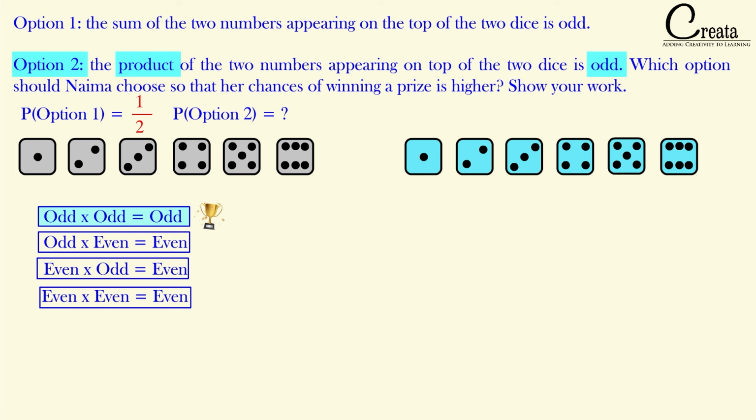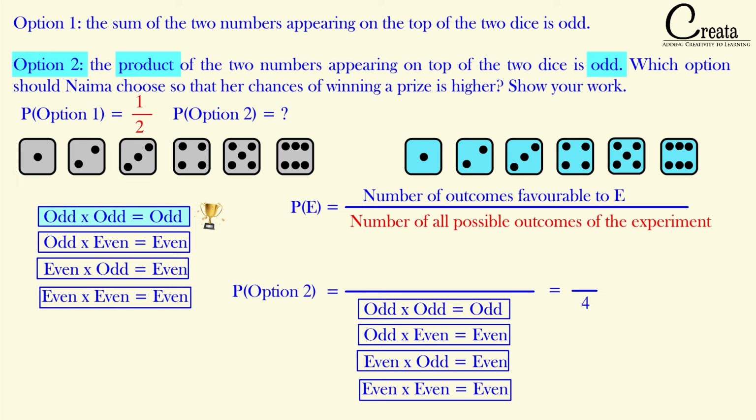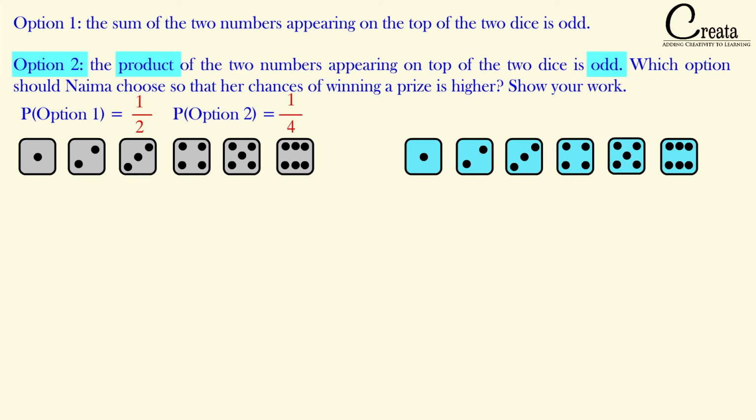If she gets odd numbers on both dice, then only she will win the game. Okay, so let's calculate the probability. This is the formula. In the denominator, all the 4 outcomes will come. In the numerator, the favorable outcome will come, which is only 1. So the answer is 1 by 4. The probability of option 2 is 1 by 4.